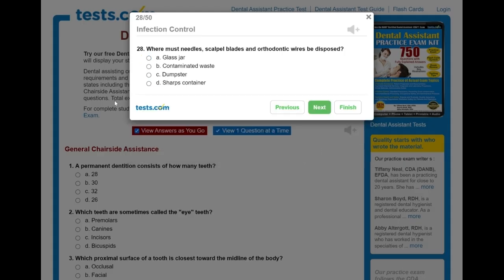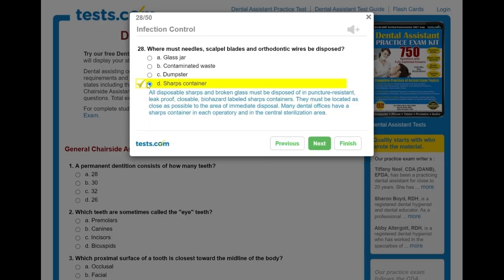Question 28. Where must needles, scalpel blades, and orthodontic wires be disposed? A. Glass jar. B. Contaminated waste. C. Dumpster. D. Sharps container. D. Sharps container. All disposable sharps and broken glass must be disposed of in puncture-resistant, leak-proof, closable, biohazard-labeled sharps containers. They must be located as close as possible to the area of immediate disposal. Many dental offices have a sharps container in each operatory and in the central sterilization area.